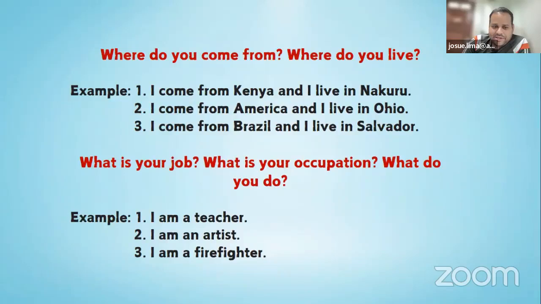So what is your job? What is your occupation? What do you do? Qual é o seu emprego? Qual é a sua ocupação? Onde você trabalha? O que você faz? São as mesmas frases de forma diferente. Então, pode dizer, I'm a teacher, sou um professor. I'm an artist, sou um artista. I'm a firefighter, sou um bombeiro. Então, a Ellie já respondeu isso aqui. Next, please.